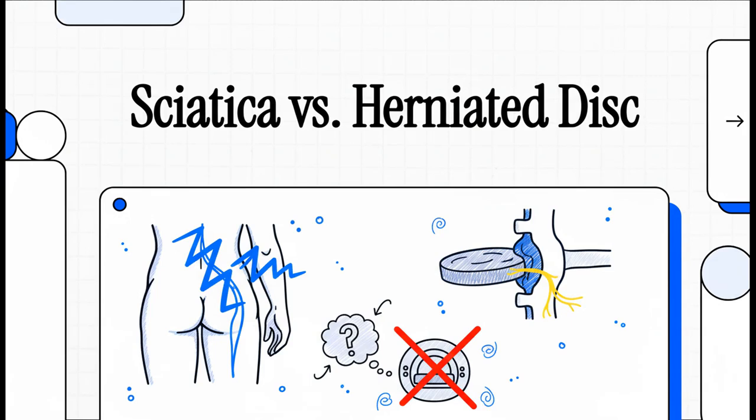If you're here, you're probably dealing with that awful, sharp, zapping pain down your leg. And you've got one big question on your mind. Is this sciatica or a herniated disc? And the even bigger question, do I really need to get a super expensive MRI to figure this out?